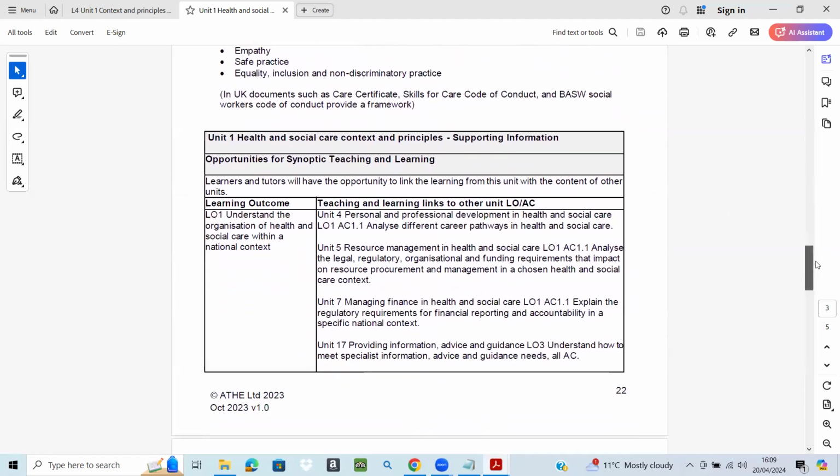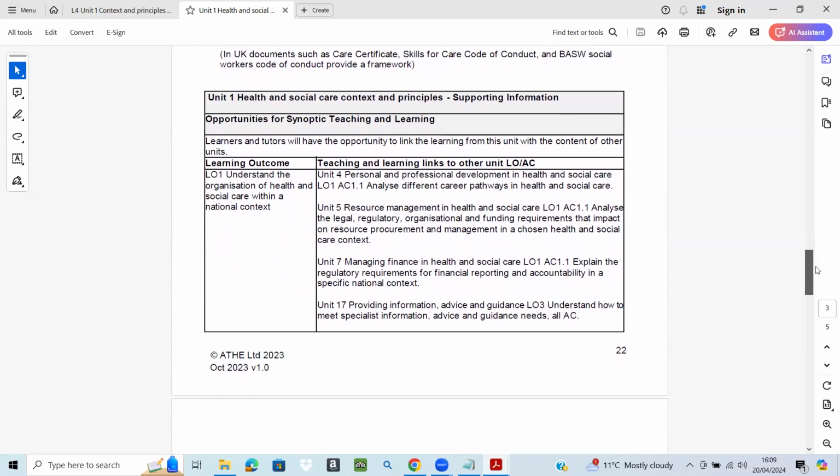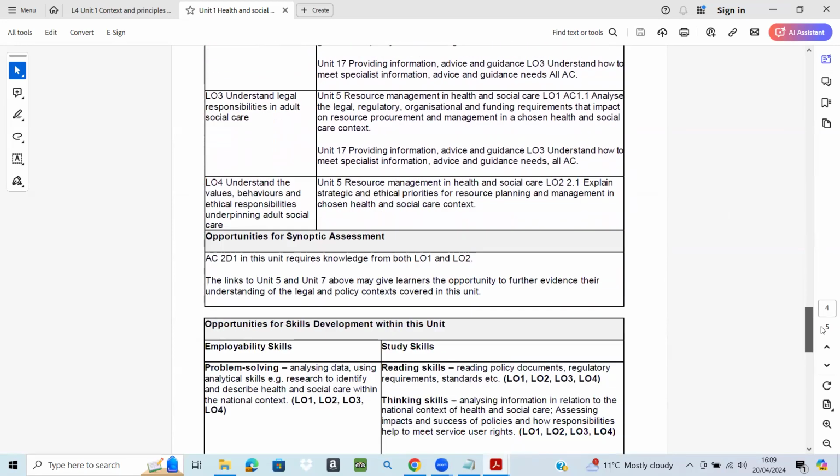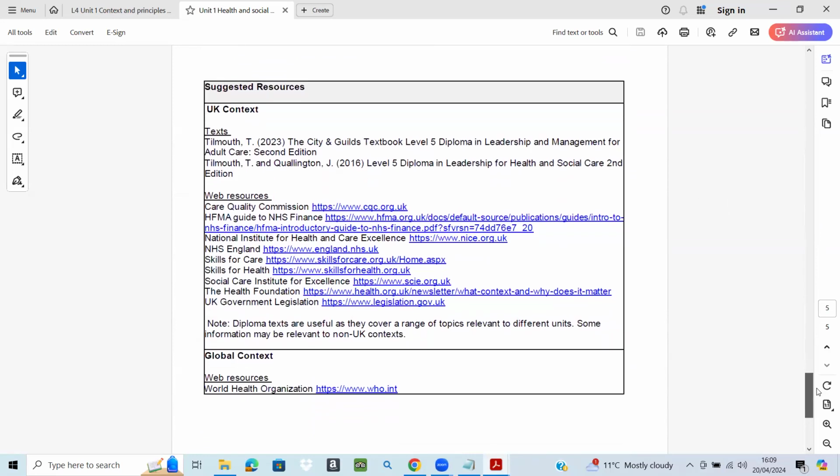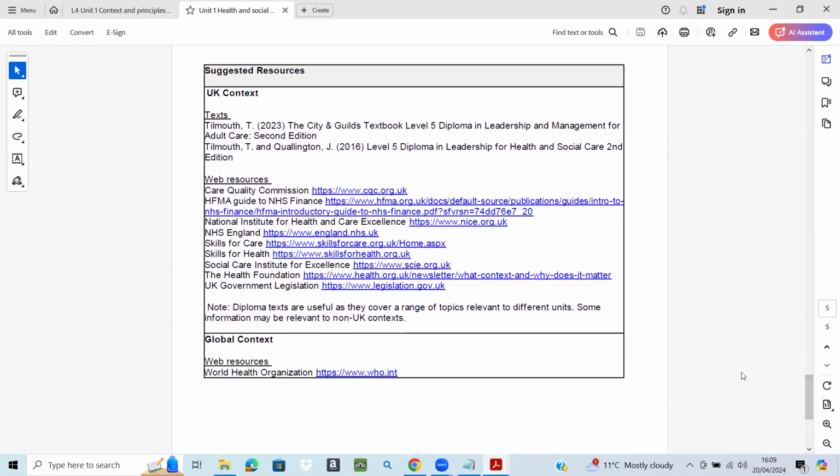These are the important points, and these are the suggested resources. So these are the texts or books we can read and do our work. Then these are a few of the web resources we can find the information from.